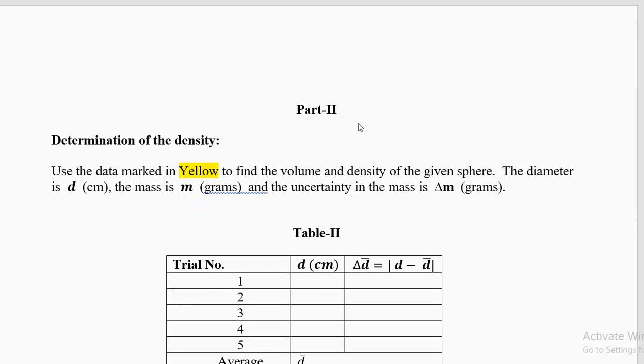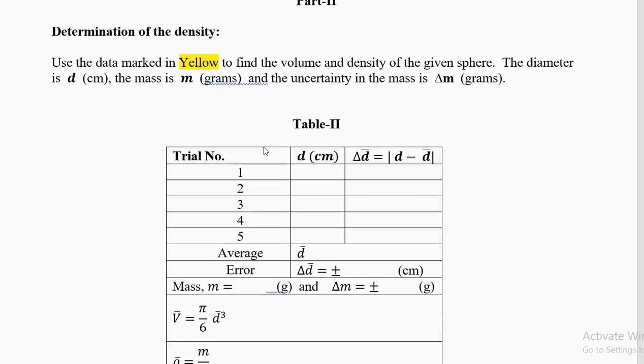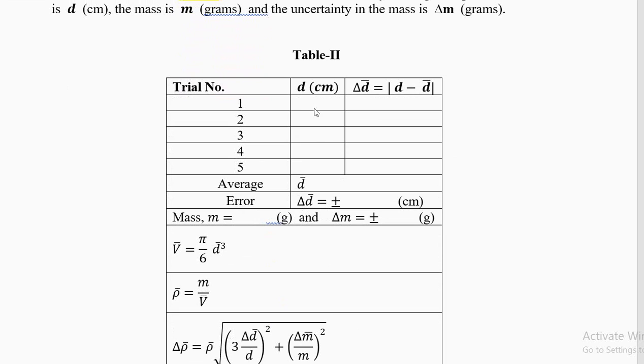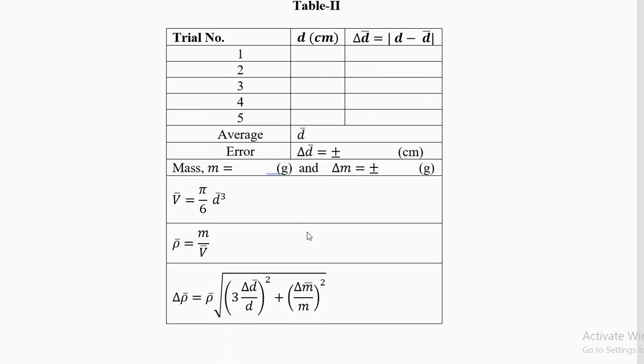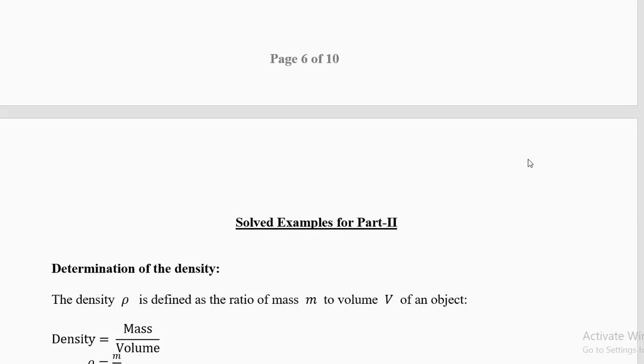Now the next is part 2. Again, the data will be given in yellow and you have to do your calculations. This is your empty table. You'll measure the diameter and everything else will be calculated. You'll be only measuring the diameter in this case and nothing else. And again, you have some formulas here which you'll be using. Now we'll just look at them in detail.